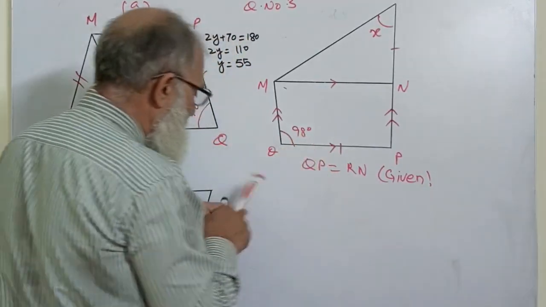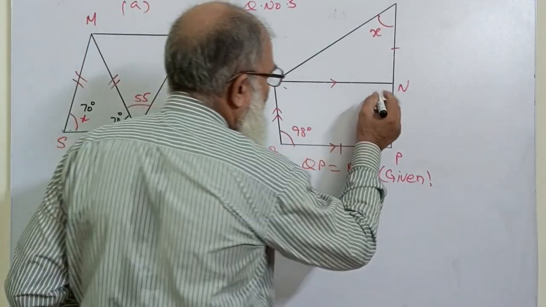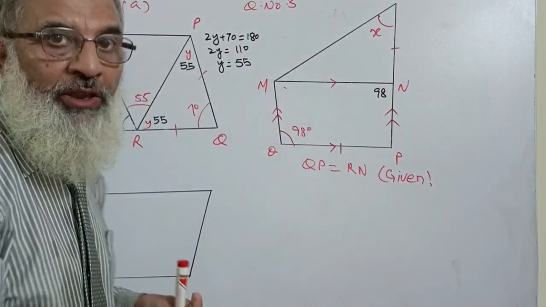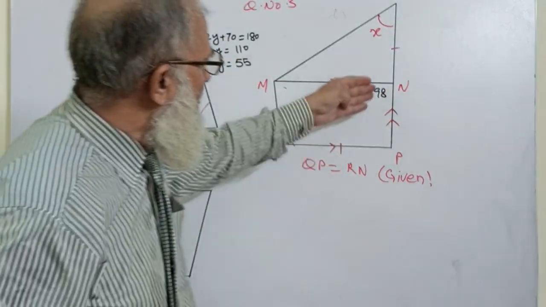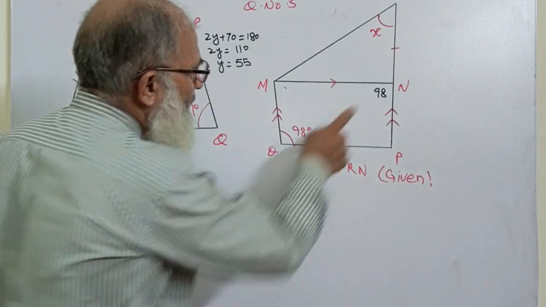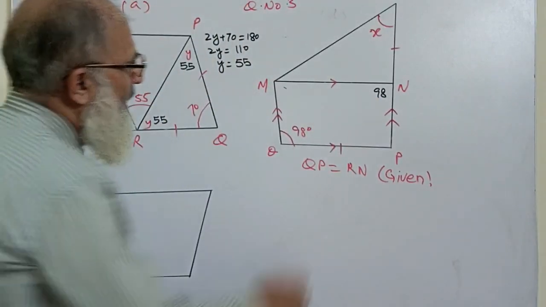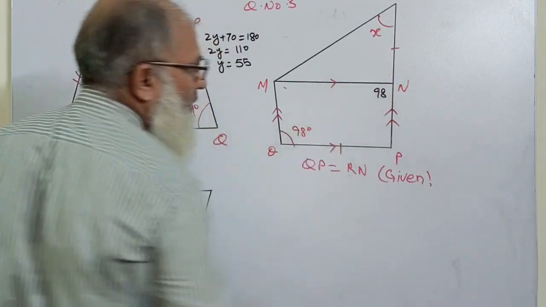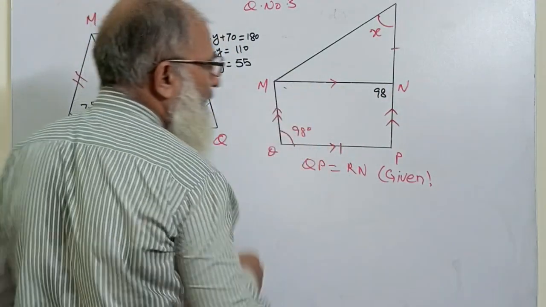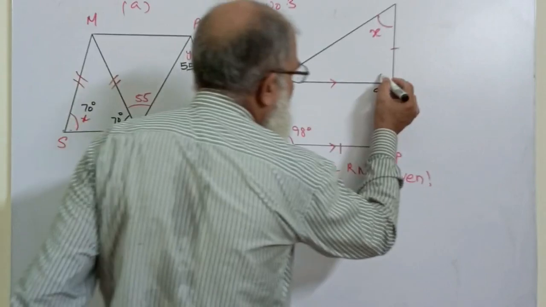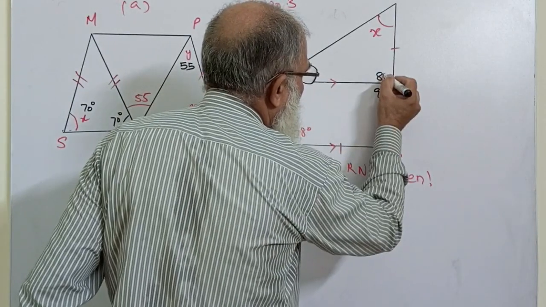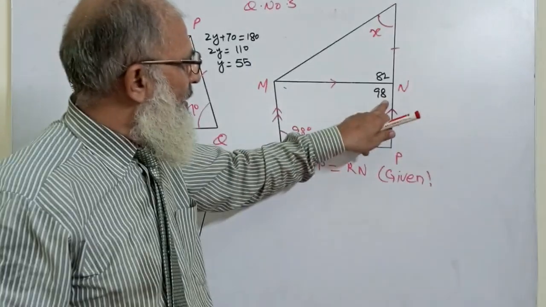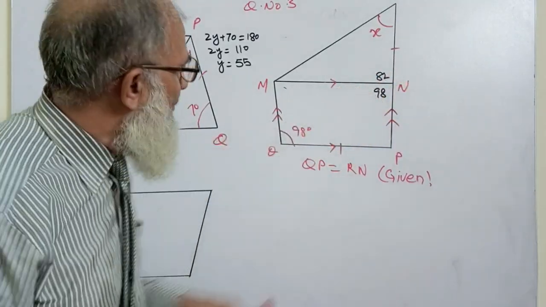Then if it is 98 degrees, it is also 98 degrees. I am not concerned with these two angles because we are not asked for these angles. Now, if this angle is 98 degrees, then this angle is the supplementary angle of this angle. 98 degrees, 90, 90, 180, this will be 82 degrees.